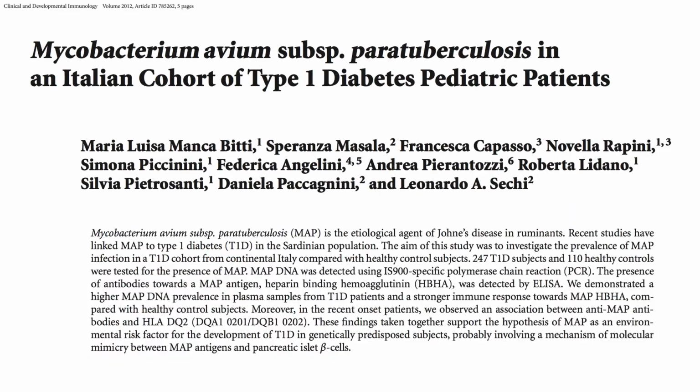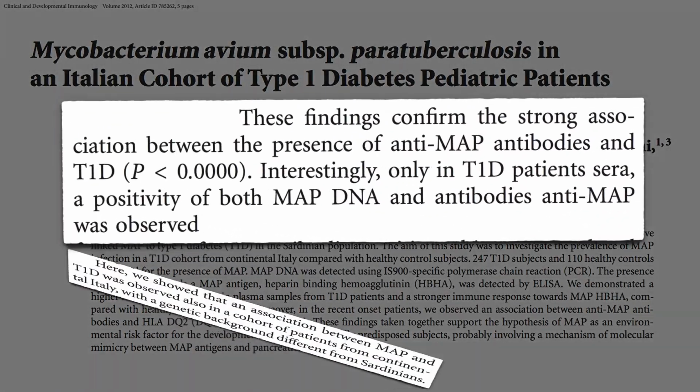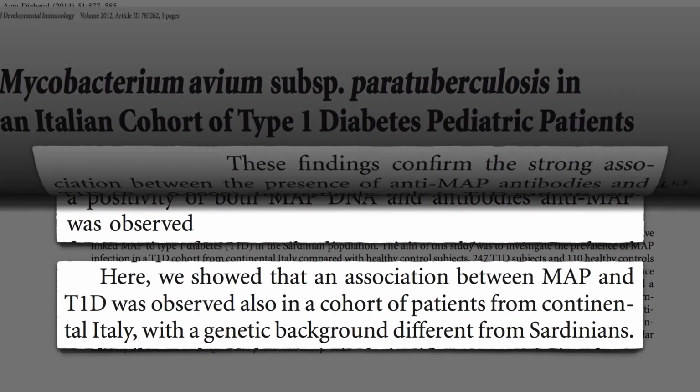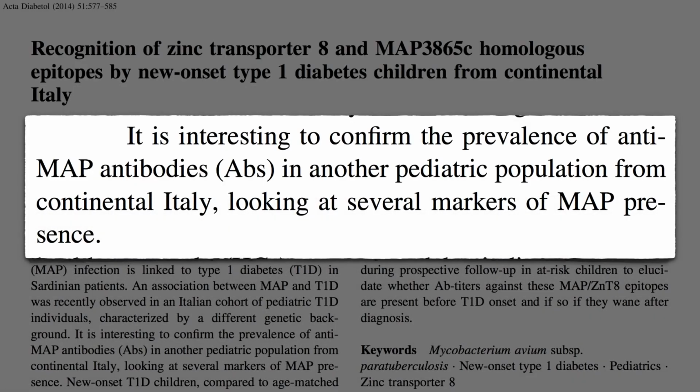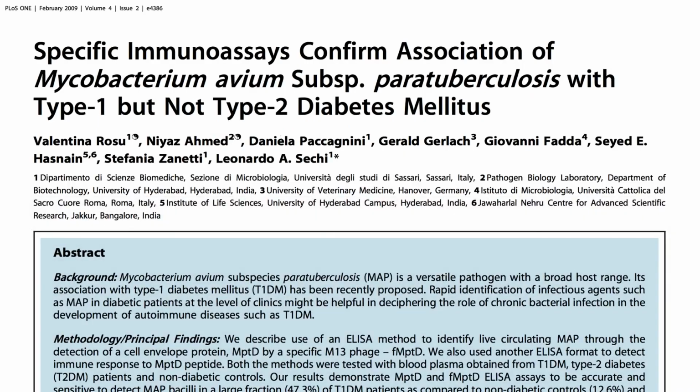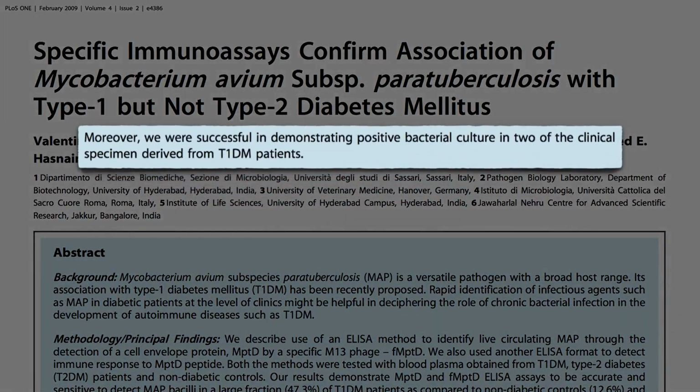The same results were found on mainland Italy, with a group of type 1 diabetics with different genetic backgrounds, a strong association between para-TB bacteria exposure and type 1 diabetes, and then confirmed again and again in other pediatric populations, as well as a group of type 1 diabetic adults.